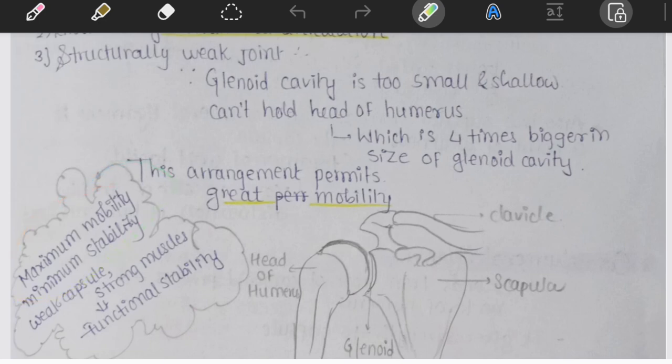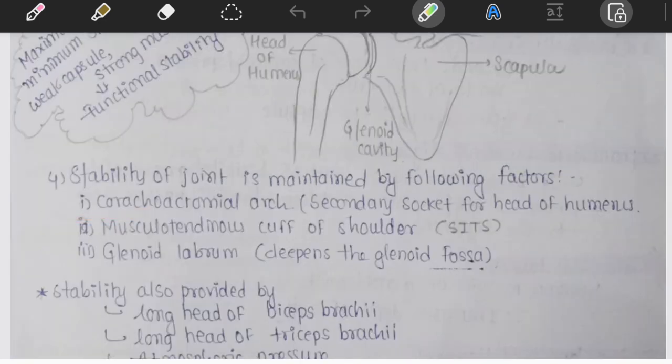This is probably the most important line of today's lecture. Please underline it in your notes also. Although it is structurally weak, our body has developed several stabilizers. One is the coracoacromial arch. This forms a secondary socket. It prevents the superior displacement of the humeral head.